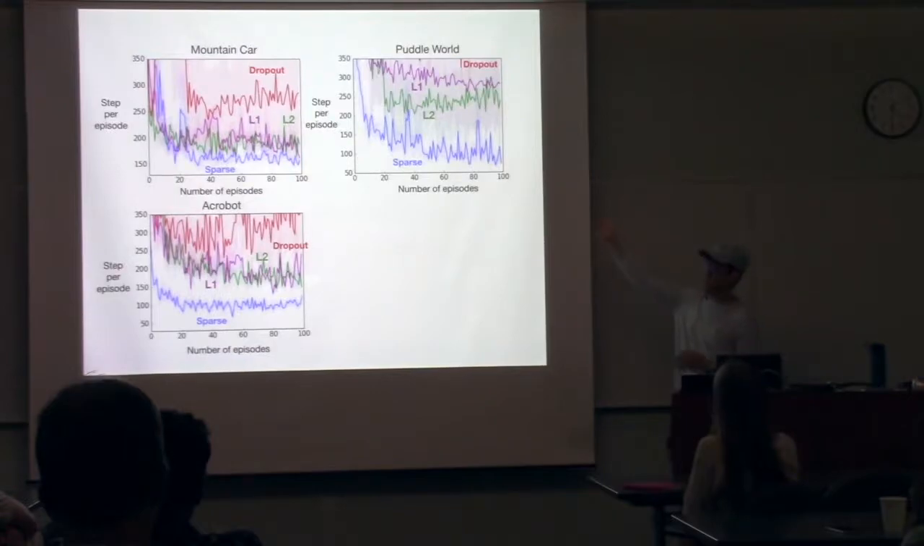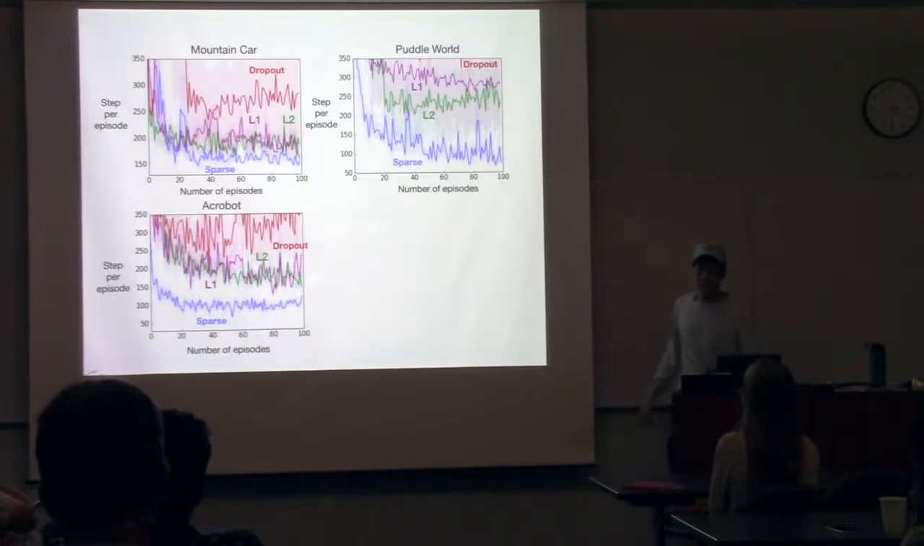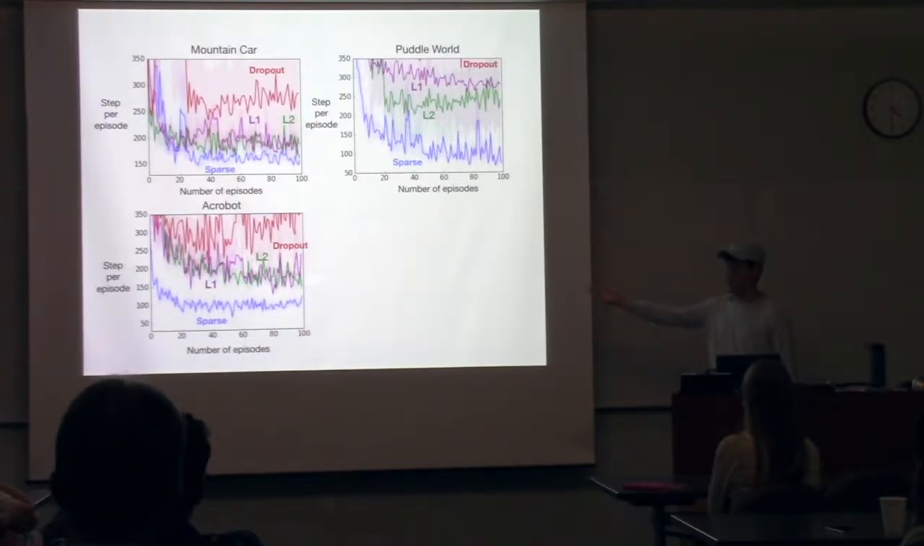So I hope these results will convince you. How many runs is this? It's 10 runs. I did 10 runs. And this is, I think, the 95% confidence interval. So I hope these results will convince you that sparsity is useful in control, better than the L2 norm.